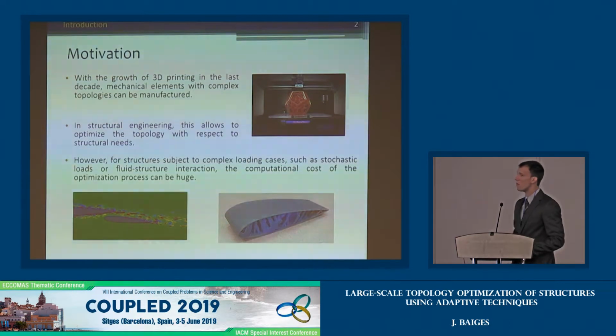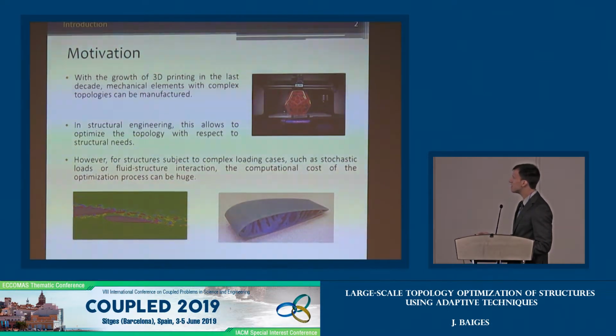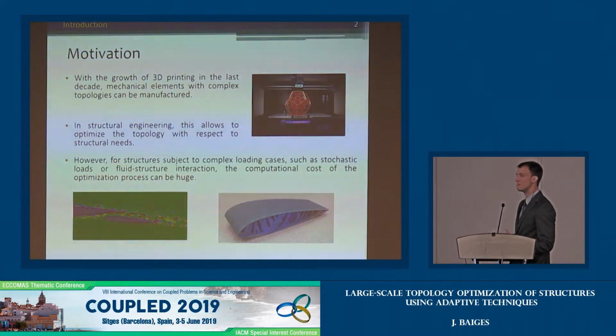So the motivation for this work is that, with the growth of 3D printing in the last decade, mechanical elements with complex topologies can be manufactured, which could not be manufactured with previous molding capabilities. So in structural engineering, this allows us to optimize topology with respect to structural needs, but at the same time, if the loading case is complex, this involves a lot of computational effort. For instance, if we have fluid structure interaction, or random or stochastic loads, then we will need to take this into account, and the computational cost of these simulations is going to be very large.